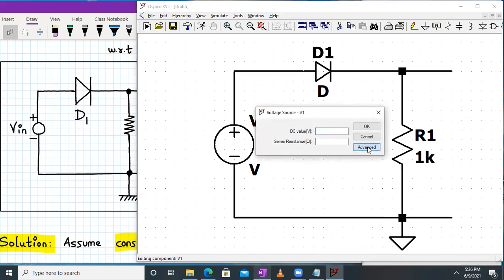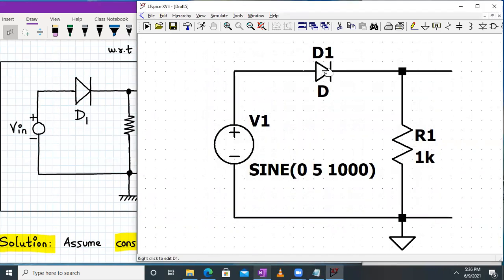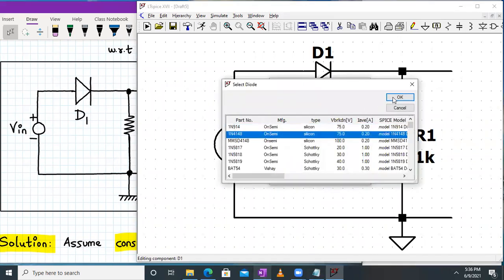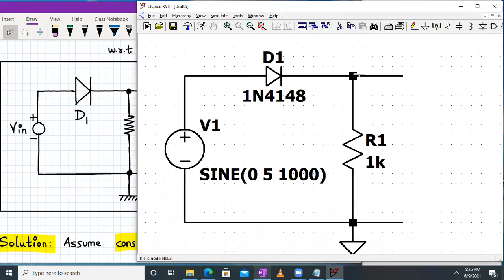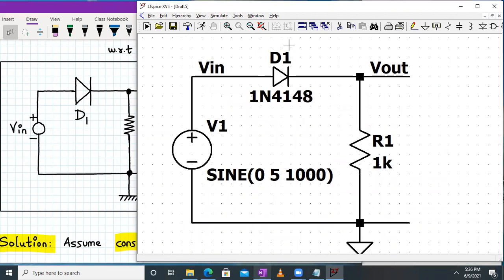Here I'll right click and add a sine wave of offset voltage of 0, amplitude of 5, and frequency of 1000. Okay, the diode I will select is, pick a new diode, 4148. Okay, and here I'll write the V out. I'll label the V out and this I will label as V in. Okay, so we are ready now.